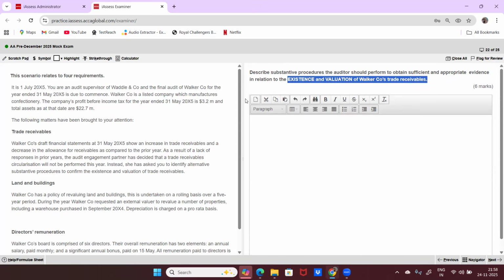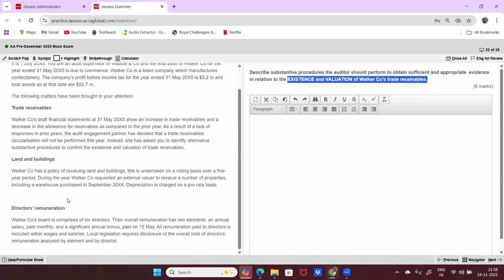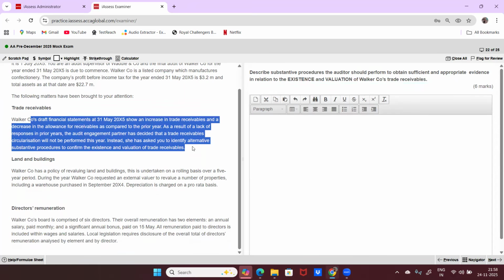Now, if you see over here in the question, we have 3 major headings. One is trade receivables, one is land and building, one is director's remuneration. So when I am reading the question, I am not going to read these 2 right now, because my question only requires me to write for trade receivables. So I'm not going to waste my time reading these 2. These I'll read later on. Right now, my full focus has to be in here and the first paragraph over here.